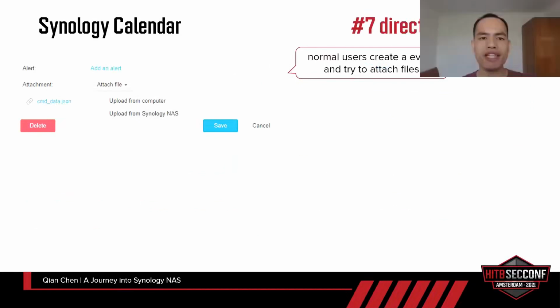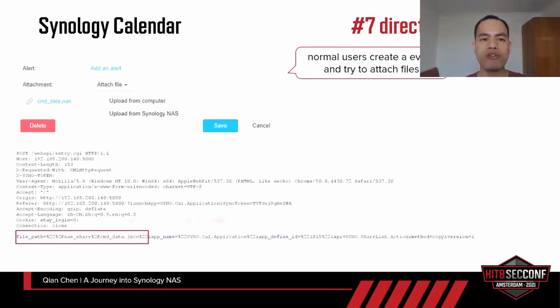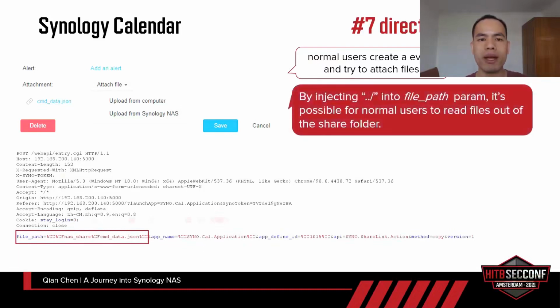When trying to attach files, one way is to upload from your computer. Another is to upload from Synology NAS. The following is the request when trying to upload from Synology NAS. It turns out that the file path is not validated properly, and suffers from a directory traversal problem. By injecting .. // into the file path parameter, it's possible for normal users to read files outside of the shared folder.